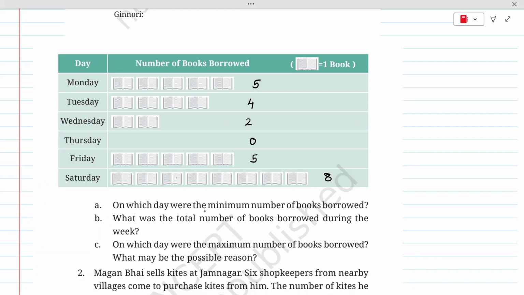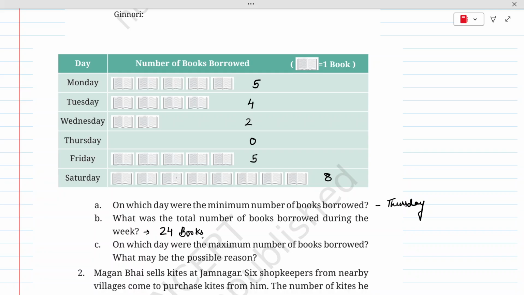Now, on which day were the minimum number of books borrowed? And so, what is the minimum number of books borrowed here? So, on Thursday, that is nothing was borrowed. It was 0. Thursday. What was the total number of books borrowed during the week? Now we have to find the total, so we will add these numbers. Let's try adding them. 5 plus 4 is 9, plus 2 is 11. 11 plus 5 is 16. 16 plus 8 is 24. So the total number of books borrowed during the week is 24 books.